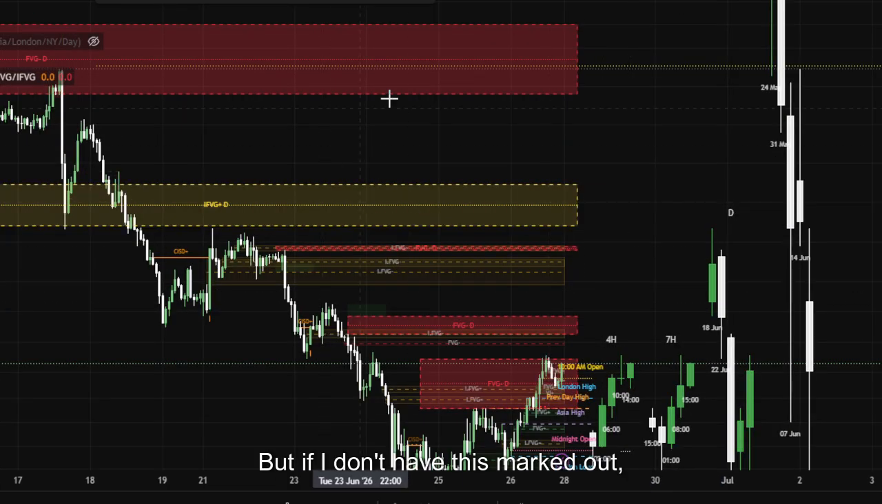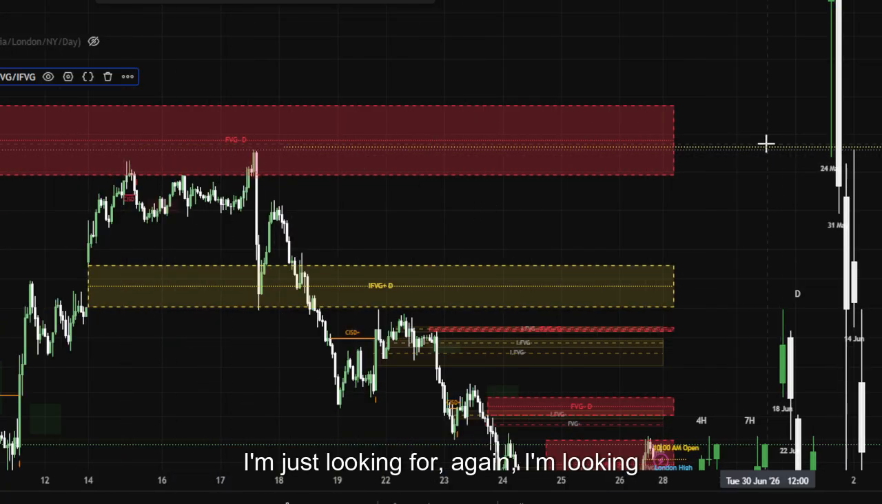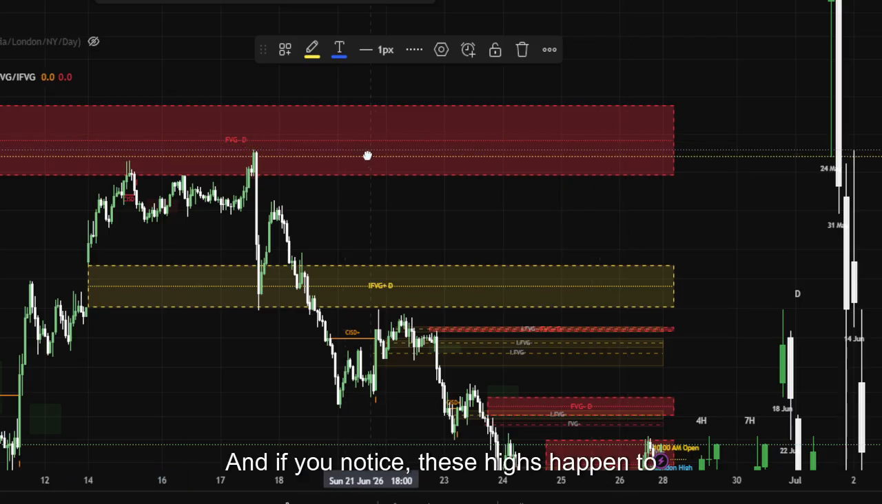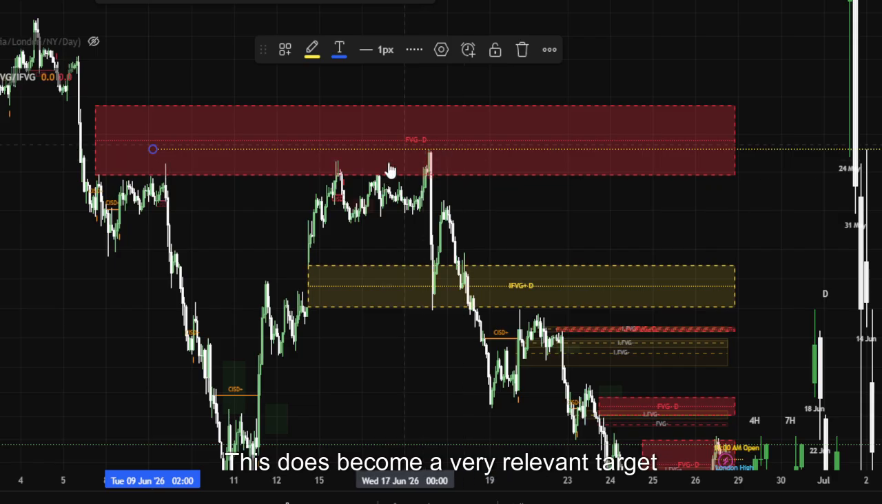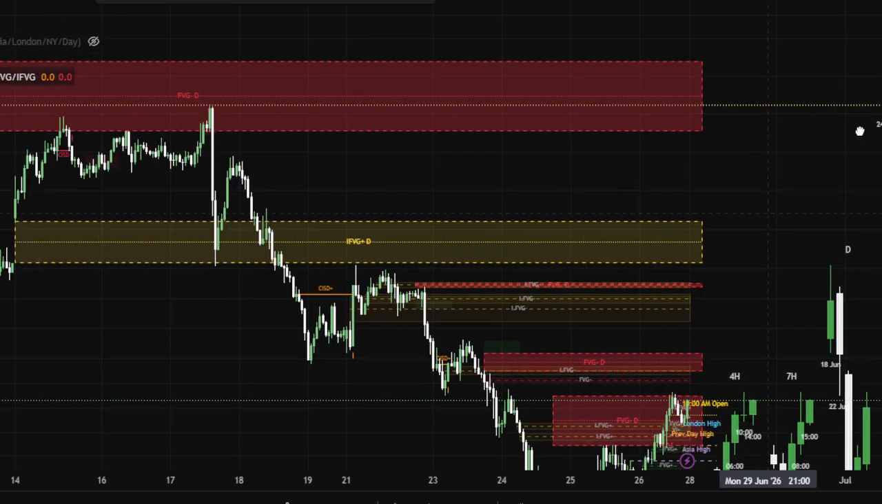But if I don't have this marked out, or even this one, I'm just looking for, again, I'm looking for these highs. And if you notice, these highs happen to fall on what? The 50% area of the bearish fair value gap. So these things align. This does become a very relevant target where you have lots of liquidity sitting.